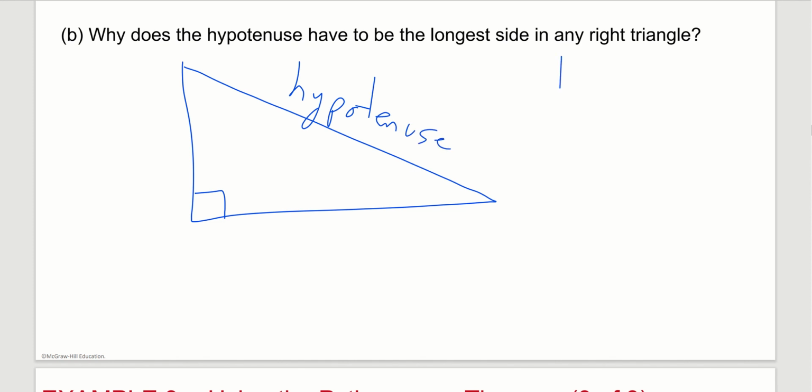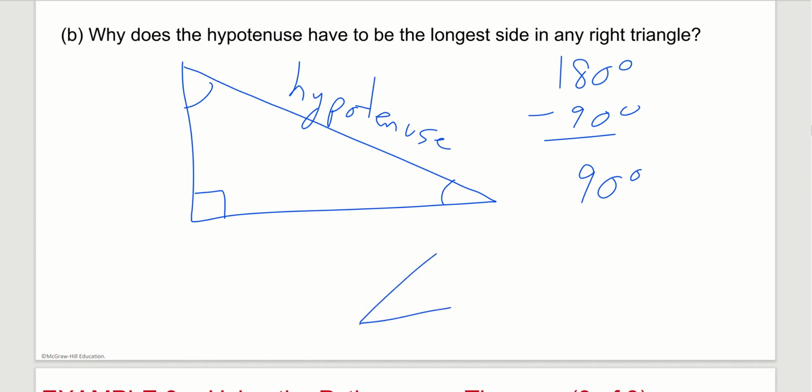All of the angles together have to add up to 180. If you take away the 90 that accounts for the hypotenuse angle, then the other two acute angles have to add up to 90, which means that individually, each one must be less than 90 degrees. If you think about the opening here, the larger the angle you have, the larger the corresponding side is going to be. So because the hypotenuse is across from the largest angle, that's what makes it the largest side.